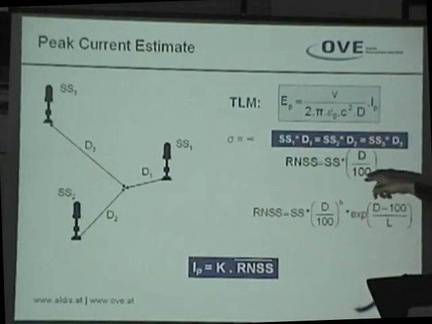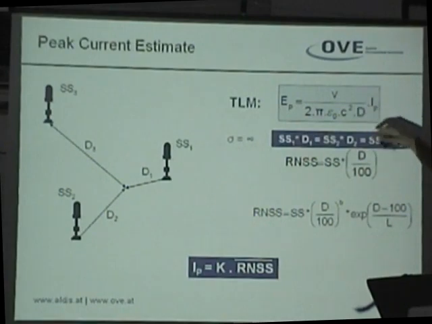Up to now, we are only dealing with ideal conditions, because the field reduces with 1 over R with infinite ground conductivity, so ideal cases. In reality, we have finite ground conductivity, which somehow slows the wave down and distorts the wave, and this also adds to errors.